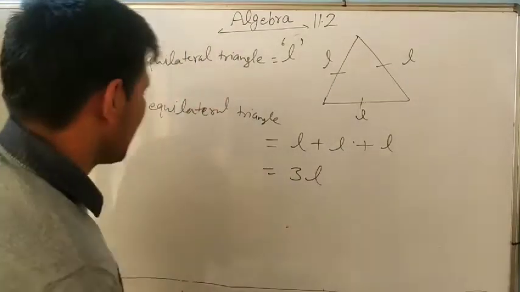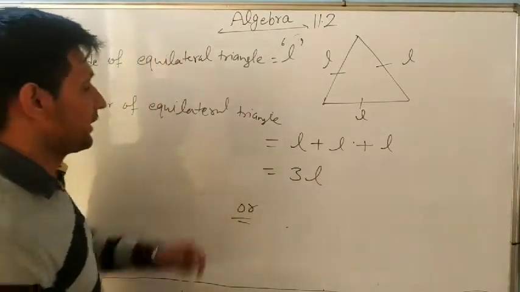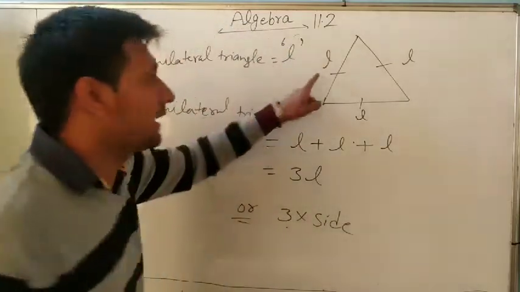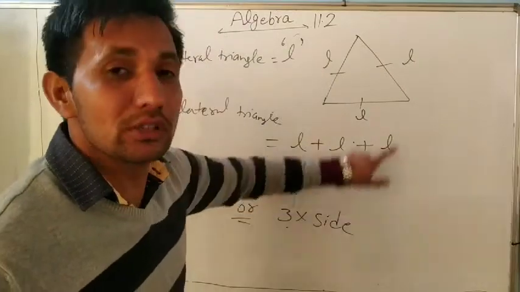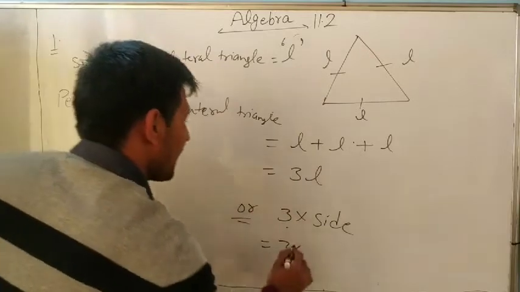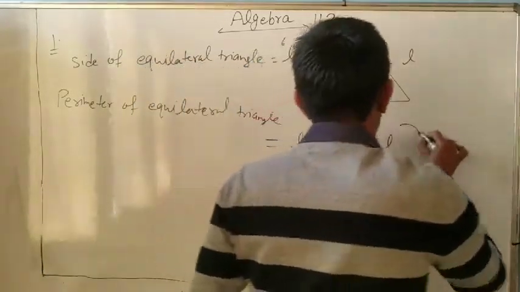Otherwise, you can do it like this. The perimeter of the equilateral triangle is 3 multiply side, because equilateral means all sides are equal. How many sides? 3 into side. And how much is the side given? L. So 3 into L, 3L. You can write any one.